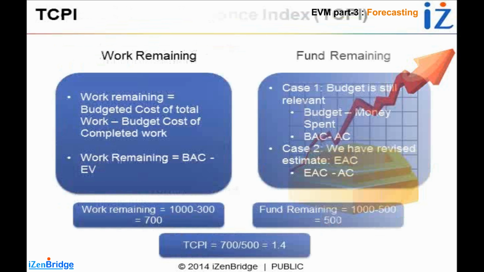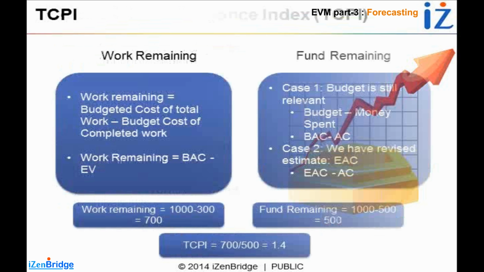Now when you talk about you believe, it does not mean that management is not going to approve more budget. It means that as per your project calculation, you believe that work can be finished in the budget. So in that case, the fund remaining is the initial budget minus the amount of money you have already spent. In our case, it is 1000 minus 500. So fund remaining is 500 and work remaining is $700 US.